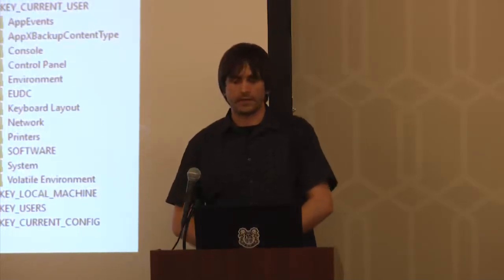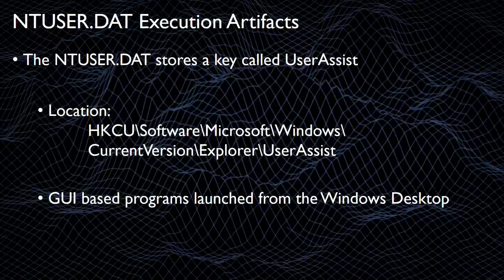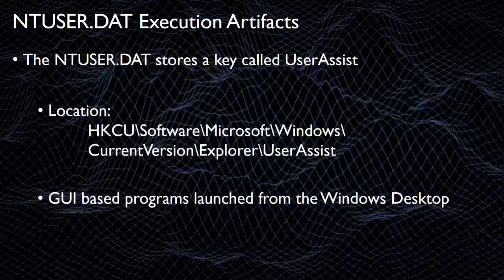With this artifact, specific to execution, you have the UserAssist key. Again, this is GUI-based programs launched from the Windows desktop, so you've got to be logged in from a graphical session generally. UserAssist entries are stored in ROT13 in the registry. I don't know why, but they are. There's lots of tools to decode that and see what someone ran during a session.